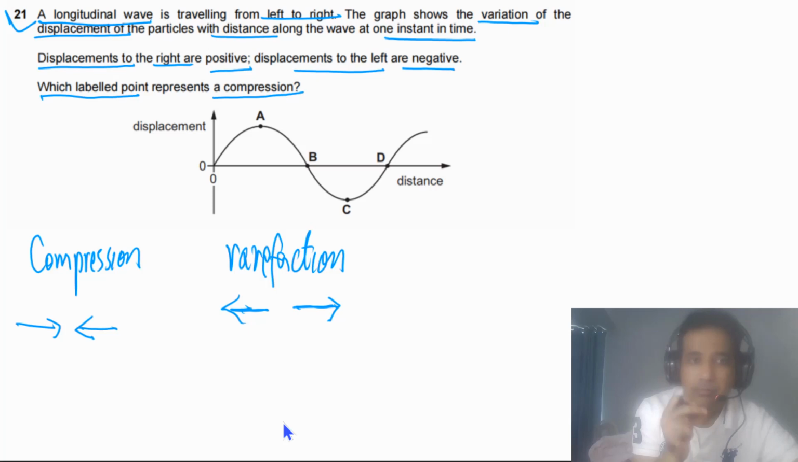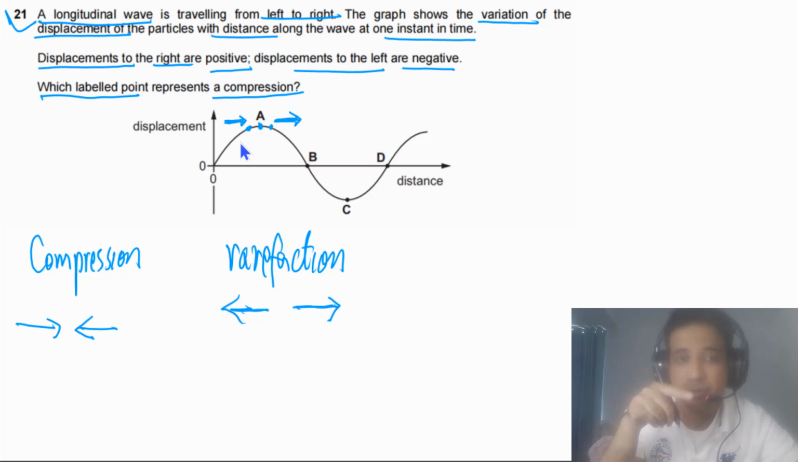Now if you have an understanding of these points, you simply need to read the graph and you can find compression. If you look at this point here, the displacement is positive, and this displacement is also positive. It means these particles are moving to the right. So this particle is moving to the right, and this particle is also moving to the right. So this is not compression and also not rarefaction.